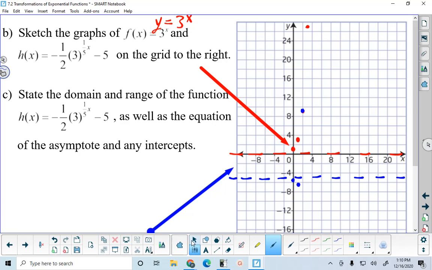It's at 9. Half of 9 is 4.5, which takes us to this point. Reflecting it means it's going to be 4.5 below, which is going to be here, down 2, 4, 5. So negative 4.5 down 5 will be at negative 9.5, which will be about there.